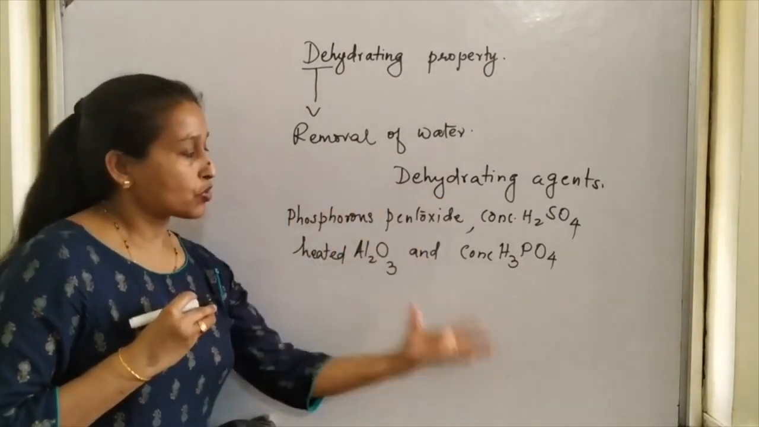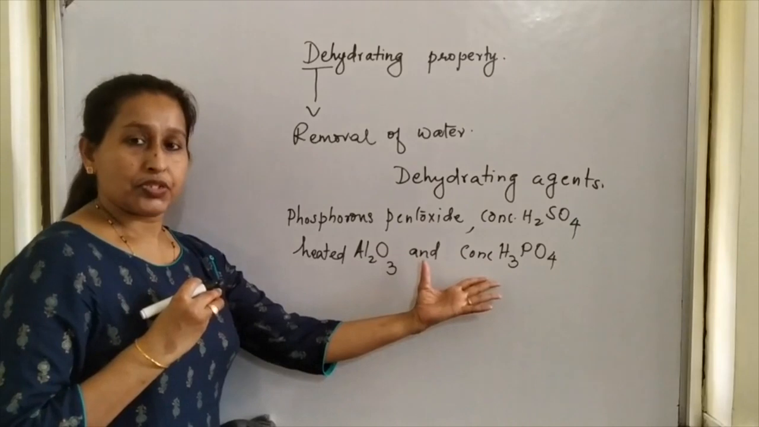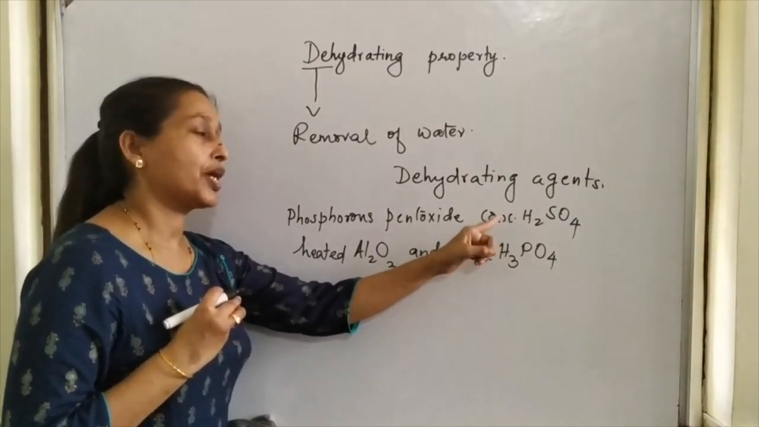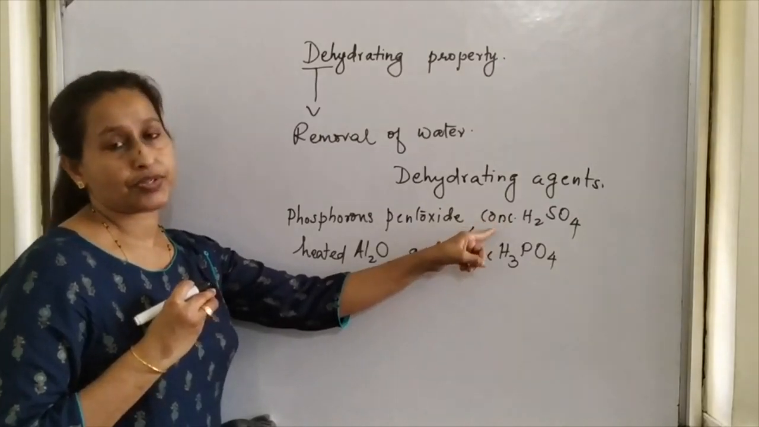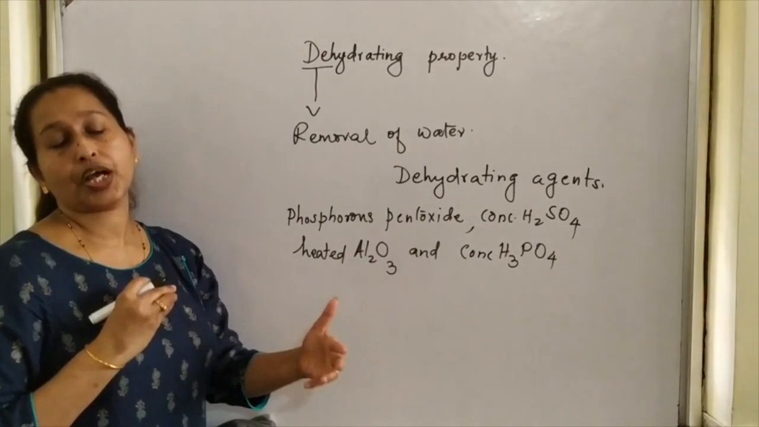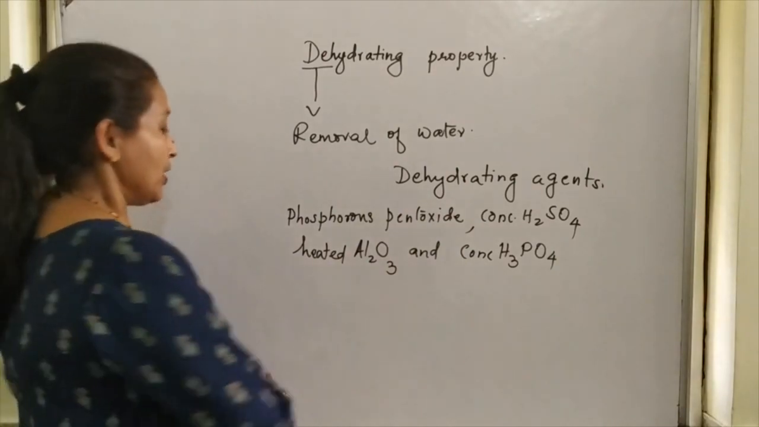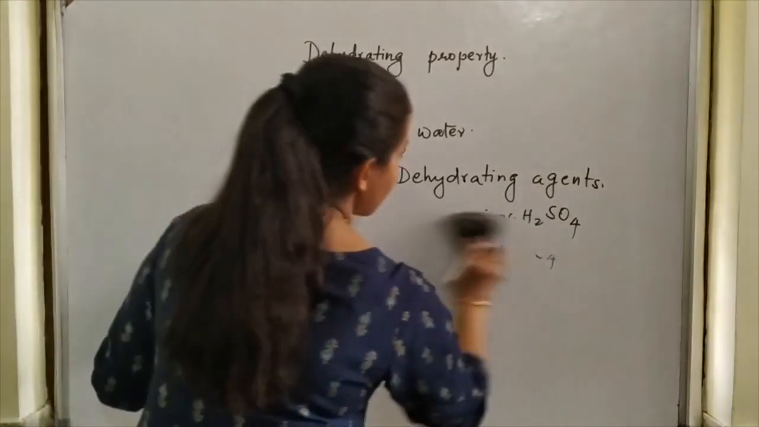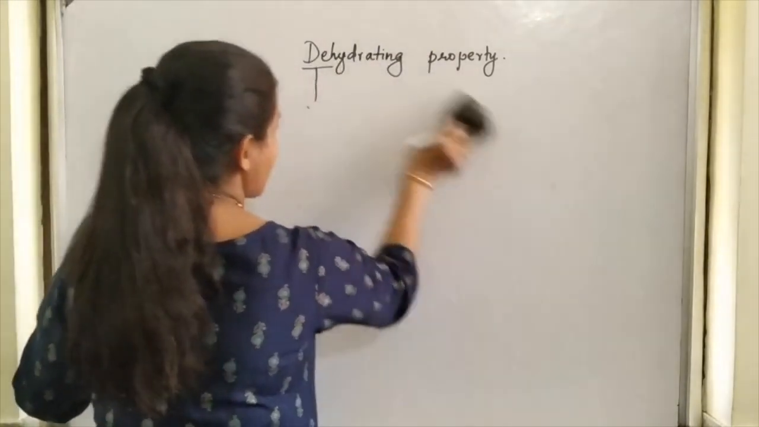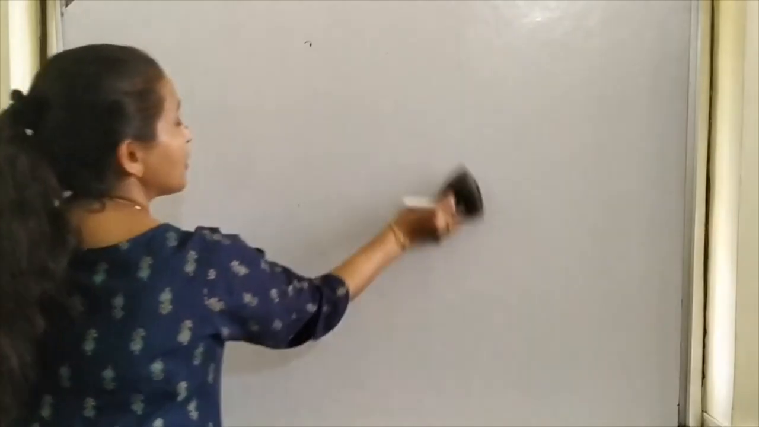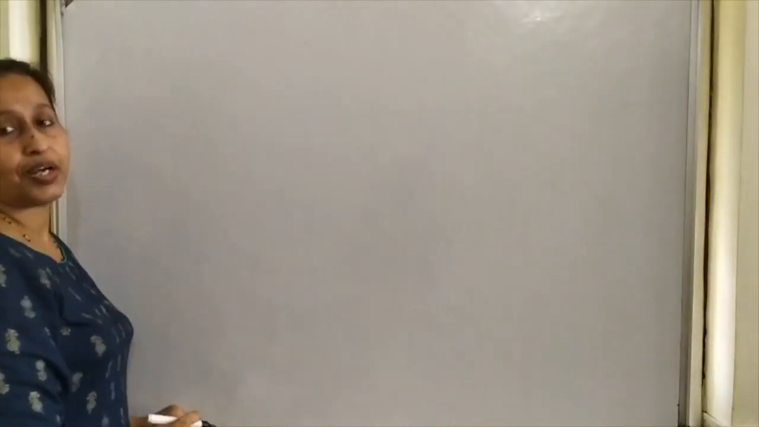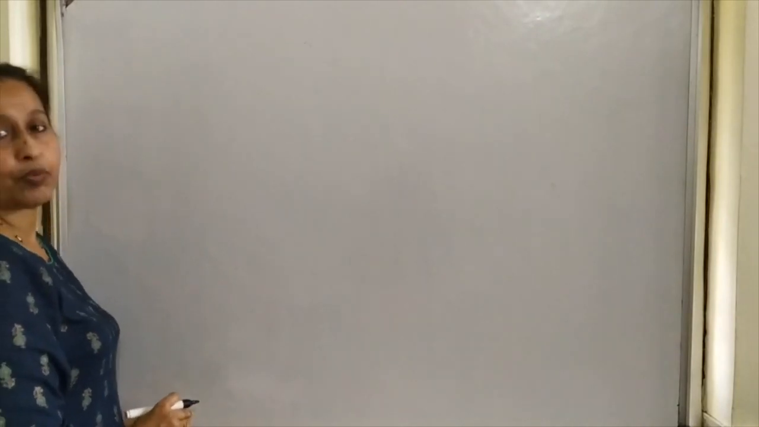Today we forget about all other dehydrating agents and we will study only the dehydrating property of concentrated sulfuric acid, how concentrated sulfuric acid acts as a dehydrating agent. So we have already said that a dehydrating agent removes the chemically combined hydrogen and oxygen in the ratio 2:1. I'm going to write certain substances which contain chemically combined water molecules.